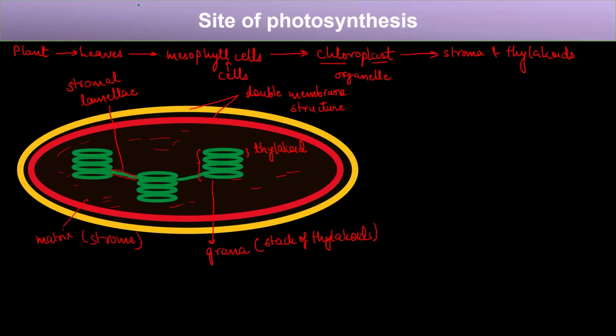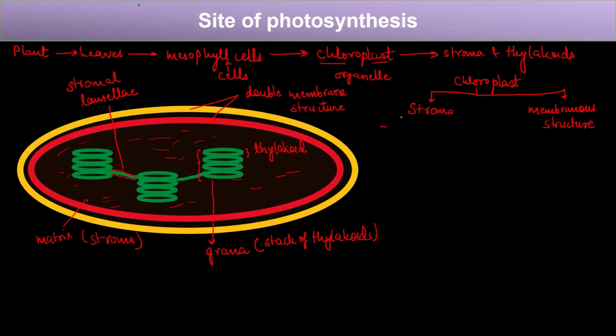Now, if you look at the chloroplast, it can be clearly distinguished into two types of structures. The first one is the stroma, and the second is the membranous structure, because we can see that there are a large number of membranes present in the chloroplast structure, right? So what things do we have in the stroma and in the membranous structure?